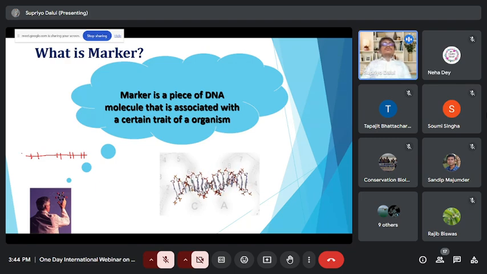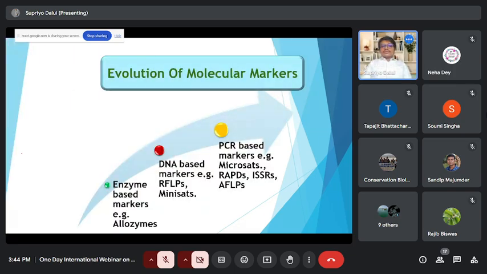So what we do, we basically use small microsatellite markers. We started with allozymes, then RFLP or minisatellites, and nowadays we are working with PCR based markers like the microsatellites, which are most cost effective and easy to use, and give the most possible information that you need to conserve a population.